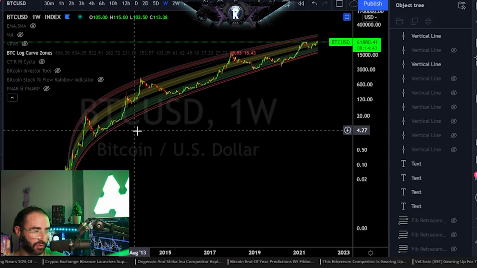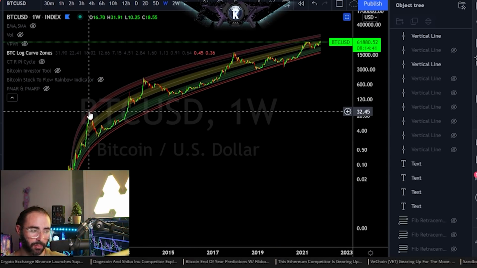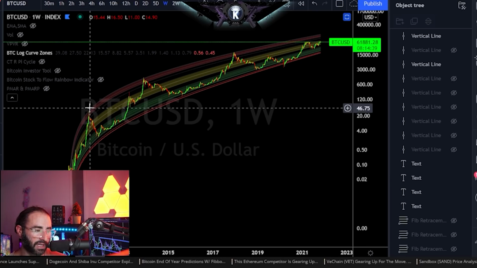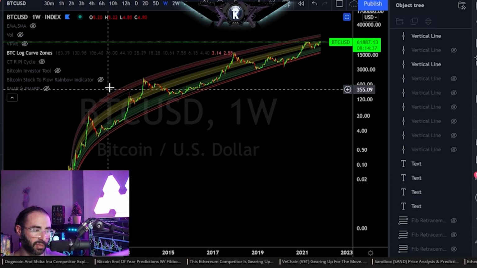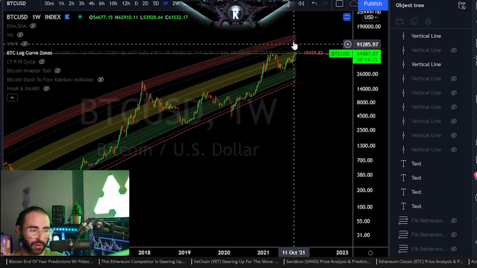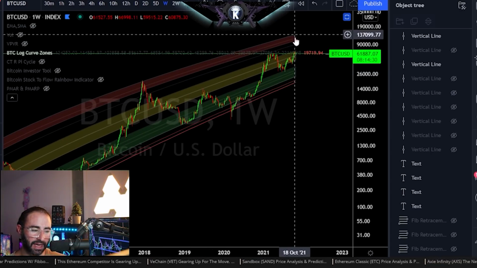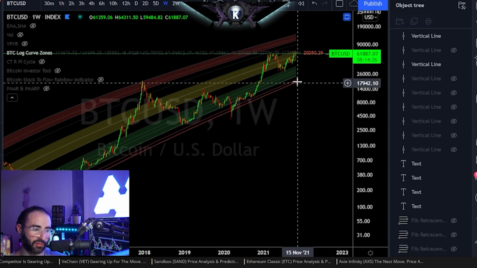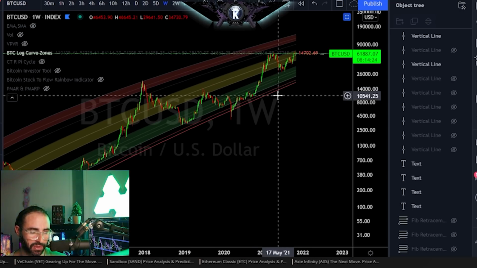Again, all cycles have marked their macro cycle top by hitting into the red zone of this Bitcoin log curves indicator. And with each and every passing week, one more pixel gets added to this indicator and it naturally rises alongside the bottom side as well. Everything gets pushed up a little bit.